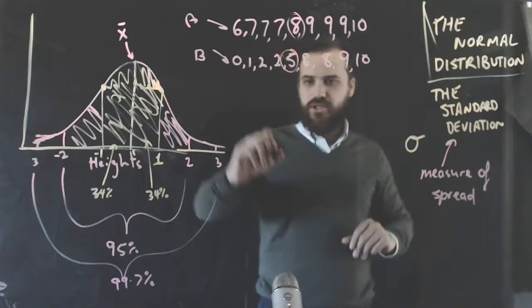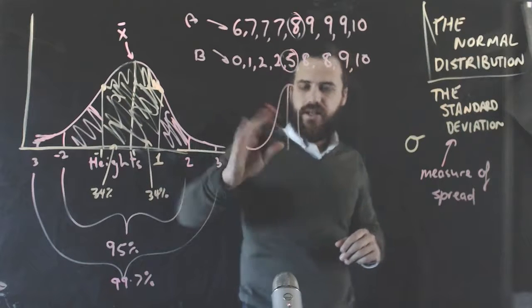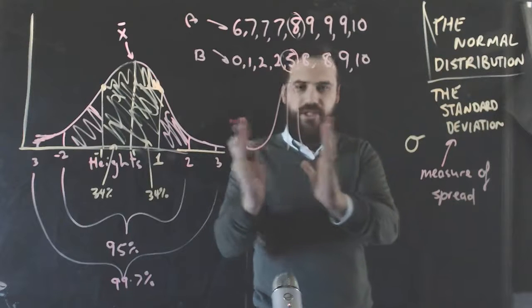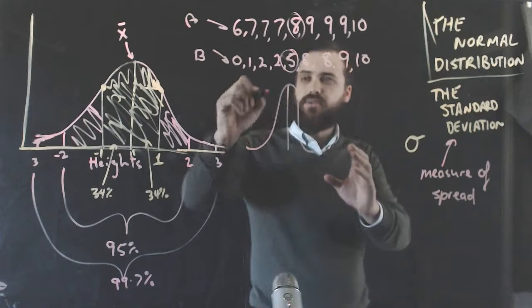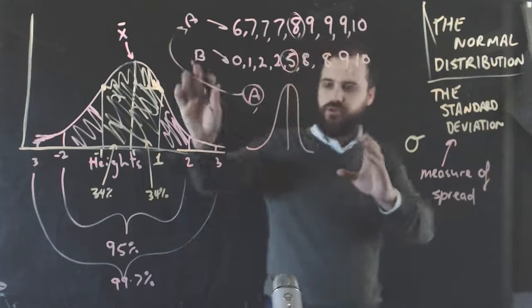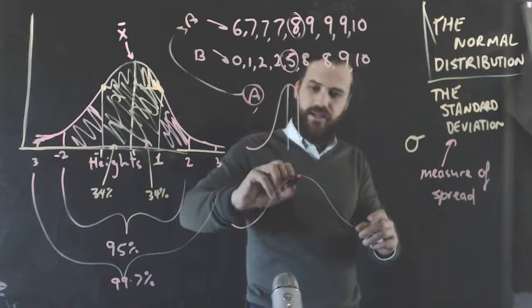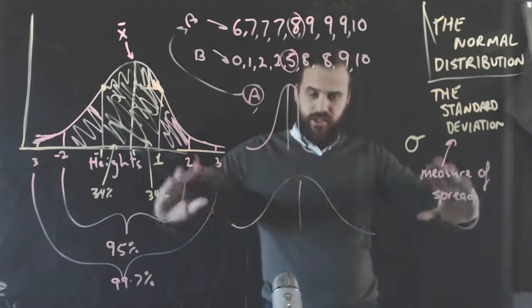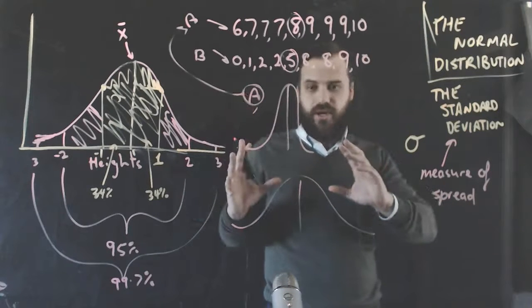Now, normal distributions can all look different. So we can have a normal distribution that looks like this. Now, this normal distribution has a very small standard deviation. You can see this one is probably kind of like group A here. If we drew group B as a normal distribution, it would look more like this. And so you can see that this one is nice and big and spread out, whereas this one is not as spread out.